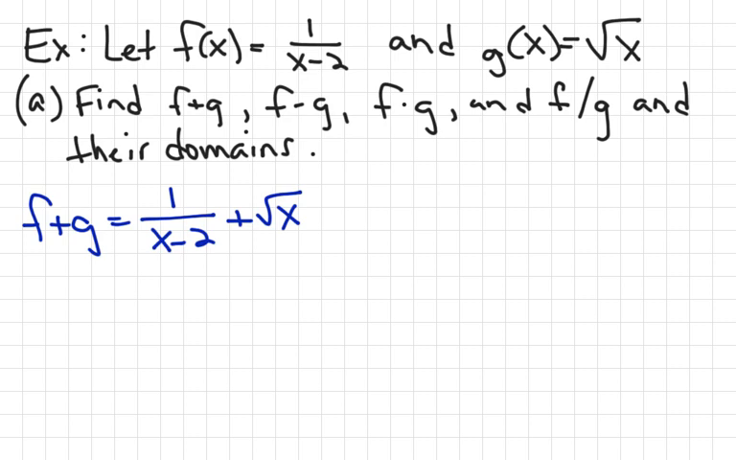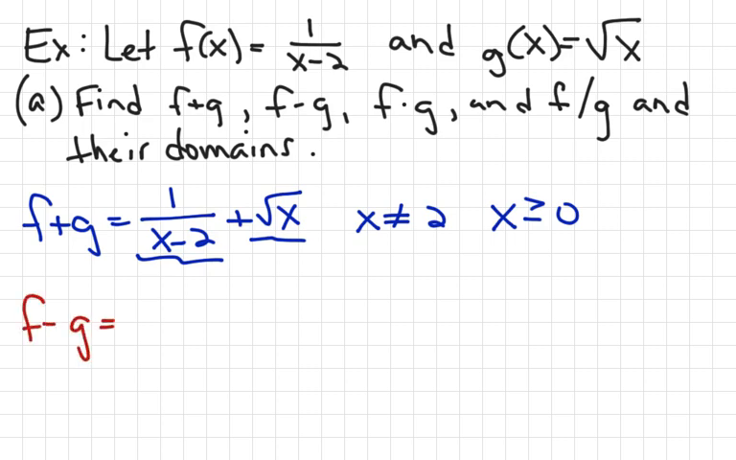The next question is, what's the domain? Well, I said the domain was the intersection. So for the first function, x cannot equal 2, because otherwise that fraction becomes undefined. And in the second function, x has to be greater than or equal to 0, otherwise that function does not exist. F minus g is just 1 over x minus 2 minus the square root of x. Same domain.